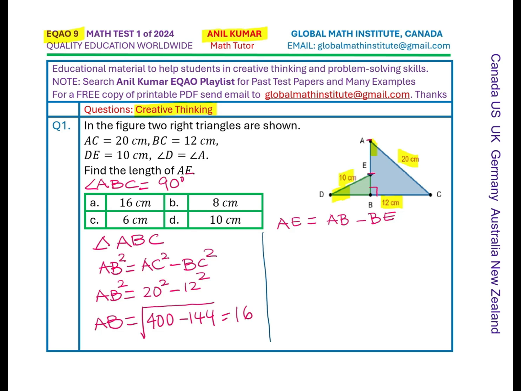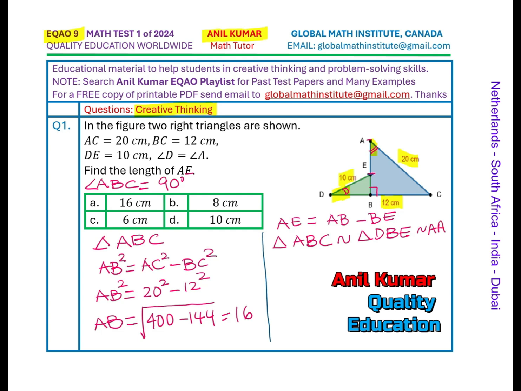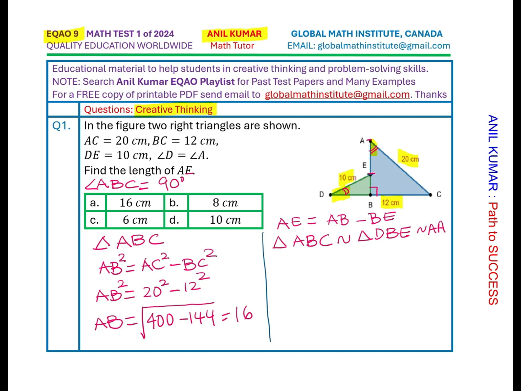You can see that the triangle ABC is similar to triangle DBE, since we have a common angle, equal angle, and 90 degrees. So two angles are equal. Therefore, the triangles are similar. Now, if the triangles are similar, their sides will be in same ratio.